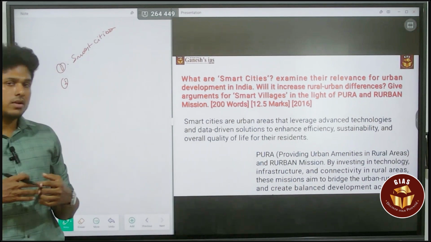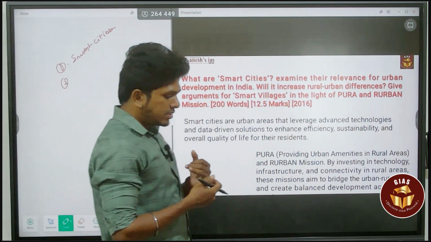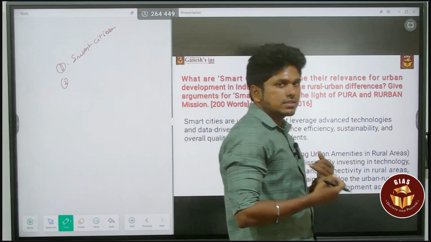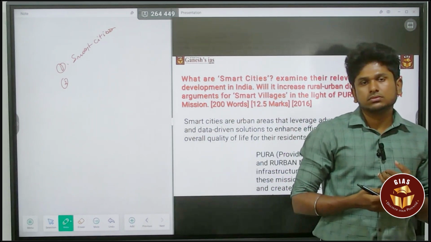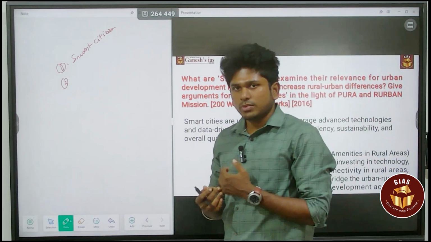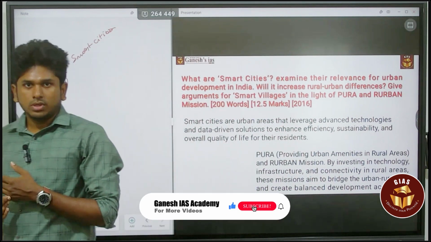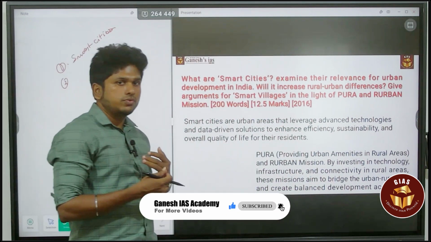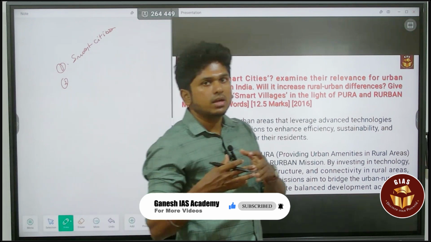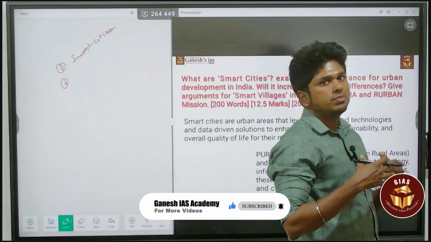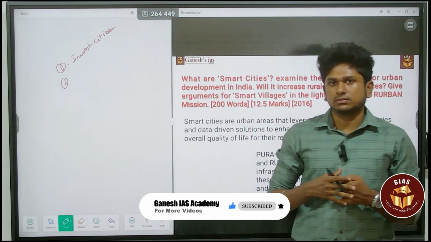The push factor of the rural area is the limited availability of amenities like skill, education and health, and also employment opportunities. If you do not address that issue, the pull factor and the push factor will be there towards the urban region. So that is the major issue. So we need to address that.